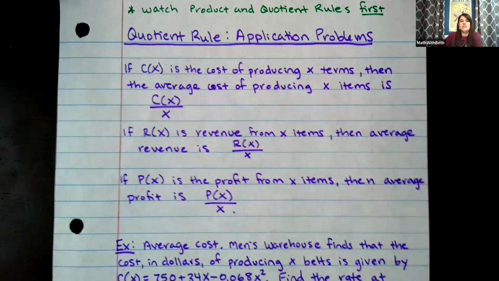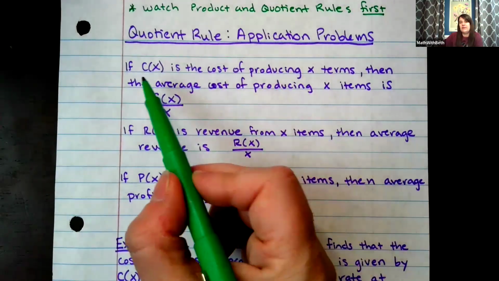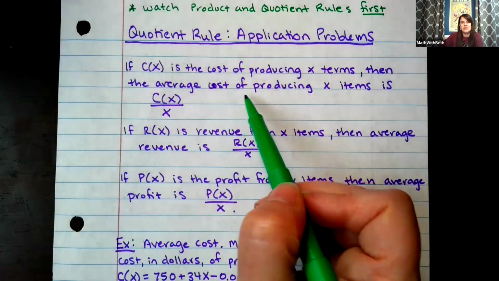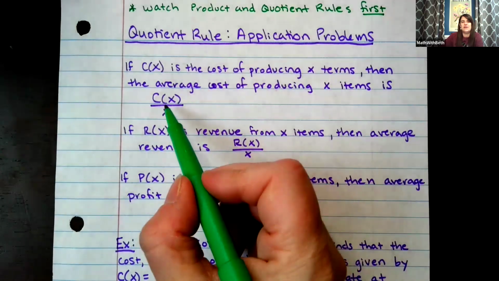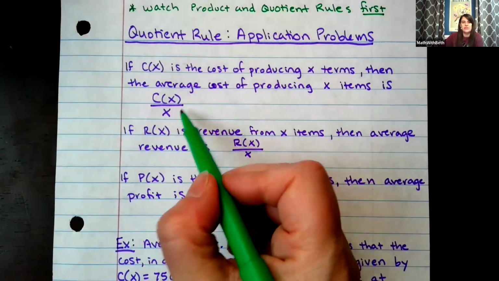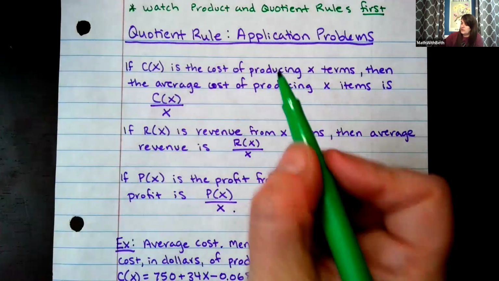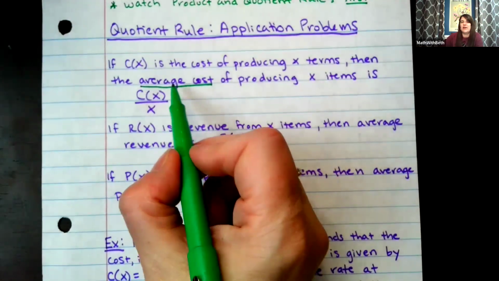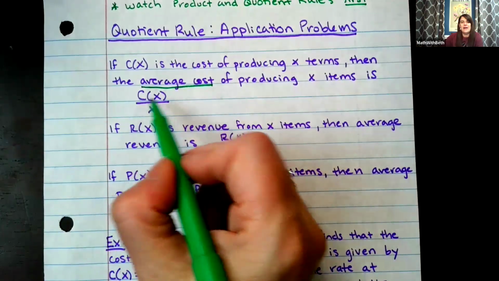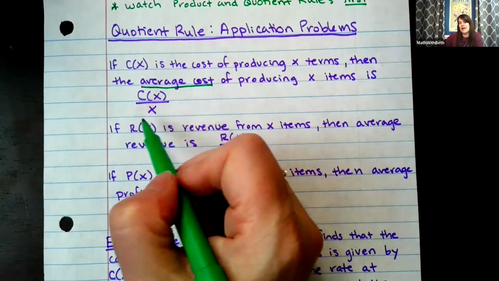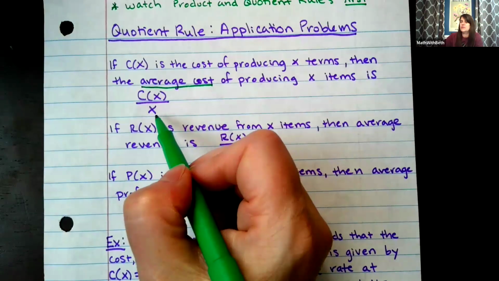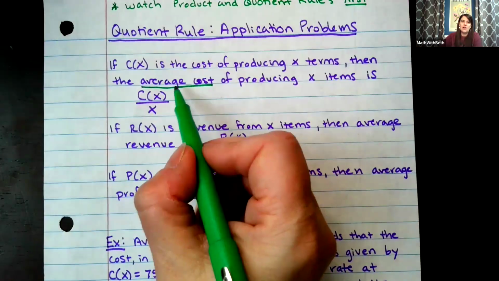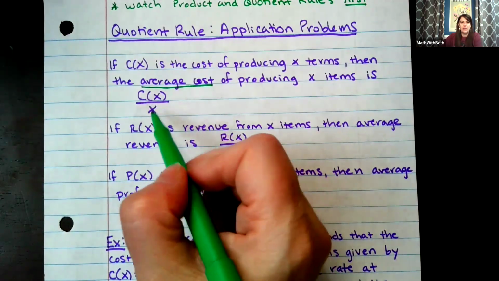So this is just explaining that if C of X is the cost of producing X items, then the average cost of producing X items is C of X divided by X. So this is just a special equation when trying to find average cost. And it makes sense because when we find the average of anything, we add up everything that we have and we divide by how many things we have. So that is what the X is in this problem, how many items. So average cost would be the cost equation divided by X.